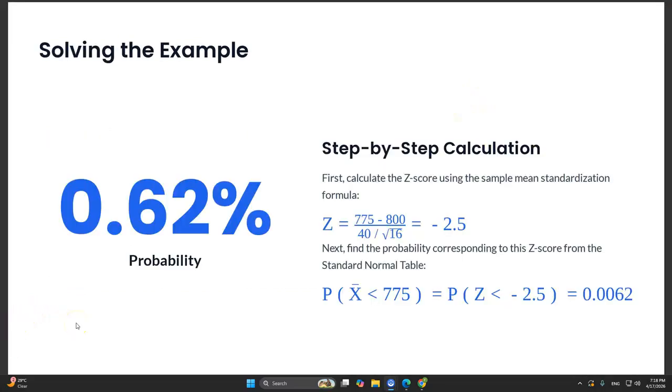First, we calculate the z-score. 775 minus 800 divided by 40 over the square root of 16, which gives us negative 2.5. Looking this up in our table, we find the probability is 0.0062. This means there is only a 0.62% chance the mean lifespan is that low.